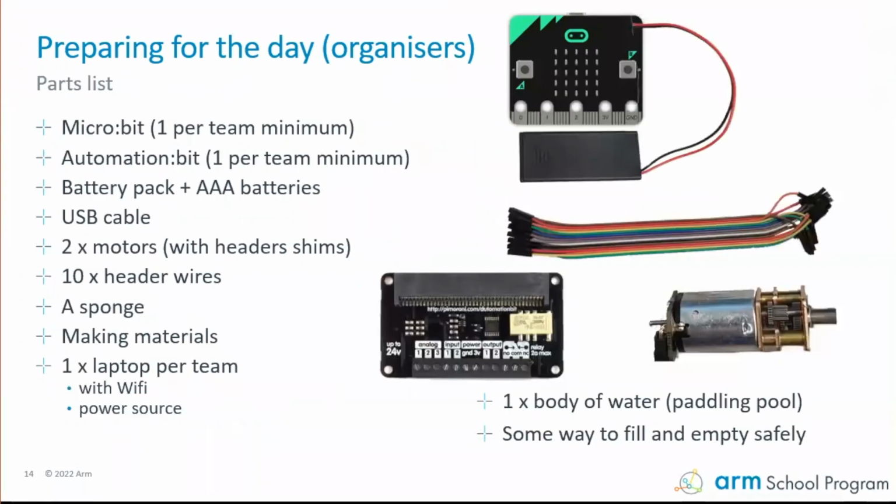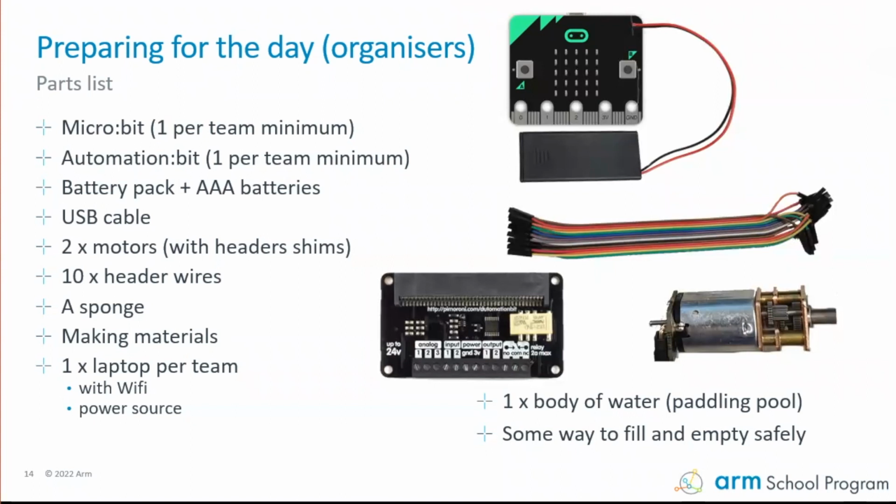So in terms of preparing for it, this is all the hardware that you need. As you can see, there's the basic micro:bit and the battery pack. They also need this thing called an automation bit, which is an additional control board with some pinouts for motors. You also need the header wires, and it's important to get lots of header wires because you need to have male and female, and some of the packs come with both female or a mixture of either. So it's important to have plenty so that they can connect all of these things up.